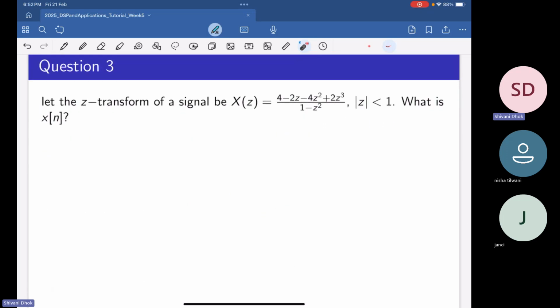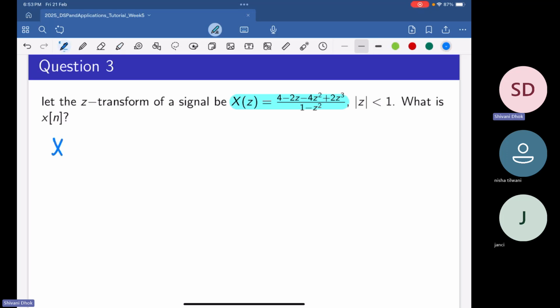Okay, so here what is given to us is, let the Z transform of a signal be X(z) equal to (4 minus 2z inverse plus 4z squared plus 2z cubed) upon 1 minus z squared, with region of convergence magnitude of z less than 1. What is x(n)?